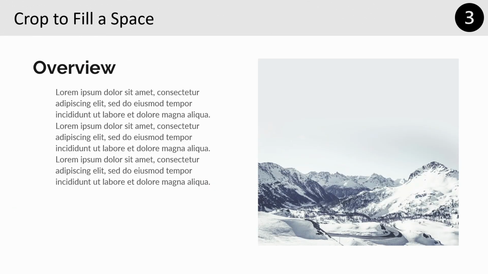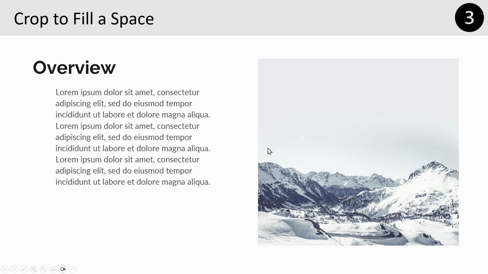Number 3. Crop to fill a space. So we have some text here and a panoramic photo on the right hand side. While there is nothing glaringly wrong about this layout, a couple of things do stand out for me. We have this asymmetry going on where we have this empty space here at the bottom, which looks kind of awkward, but we can make this better.